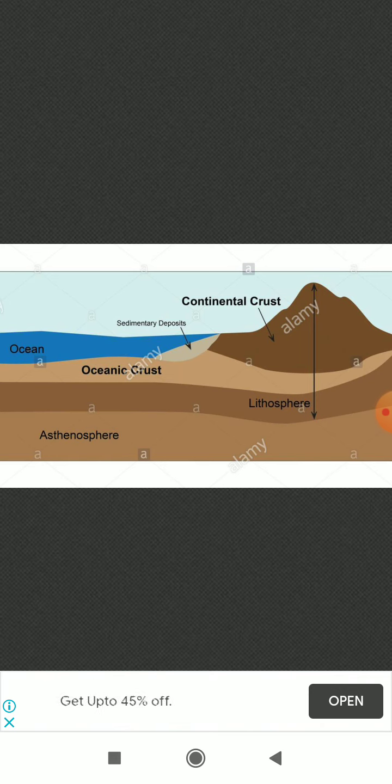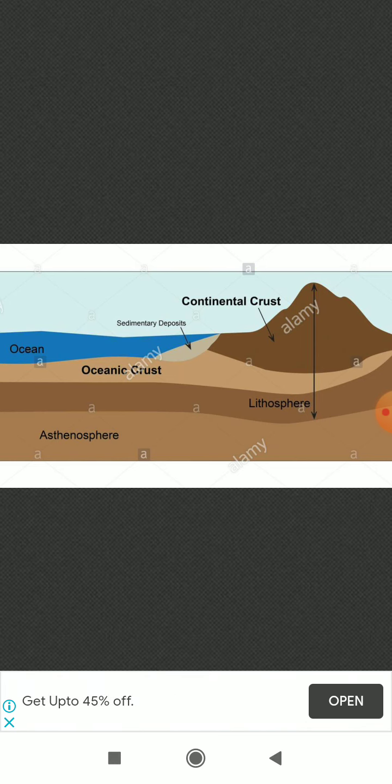The layer underneath the crust is called the mantle. The mantle extends to a depth of 2,900 km below the crust. The inner section is called the core. The core is 3,500 km thick and is made up of nickel and iron and is also called nife. The core has very high temperature and pressure.